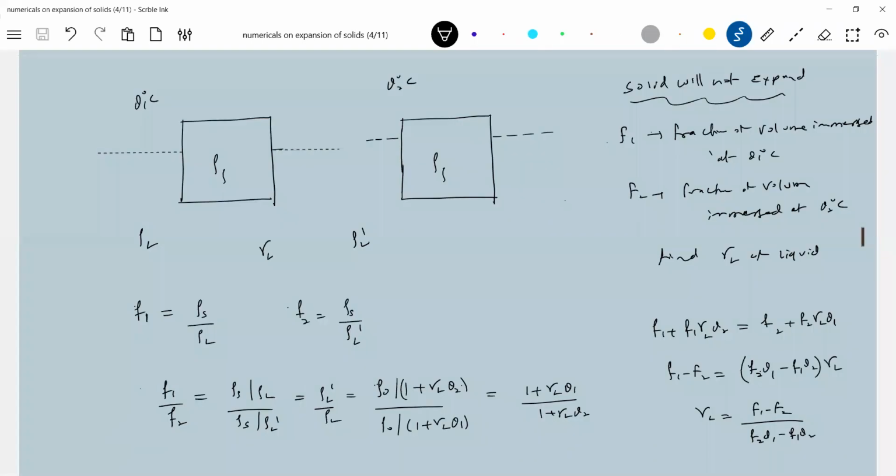Sir, why will a solid not expand? Take wood. Wood will not expand, we know that. If you put iron, or some other material, yes, it may expand. But if it is wood, definitely it will not respond to the change in temperature.